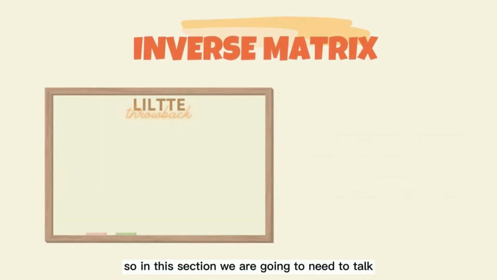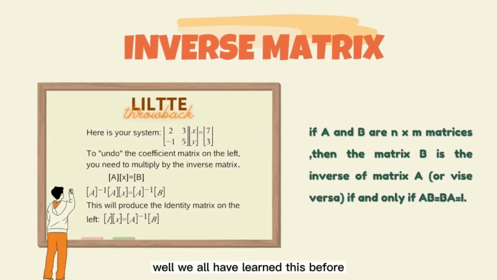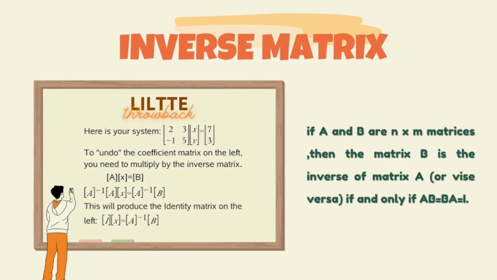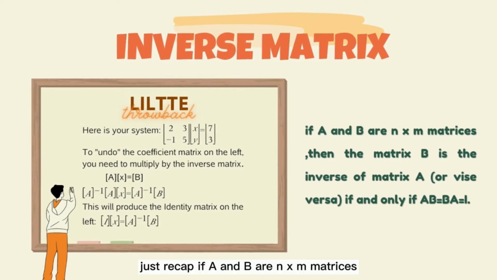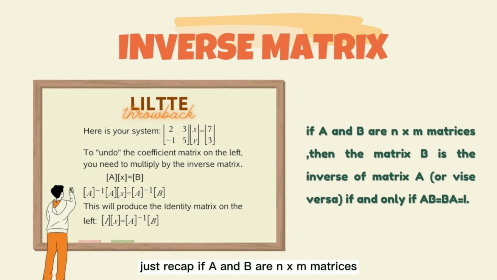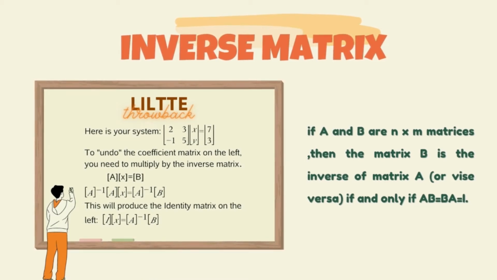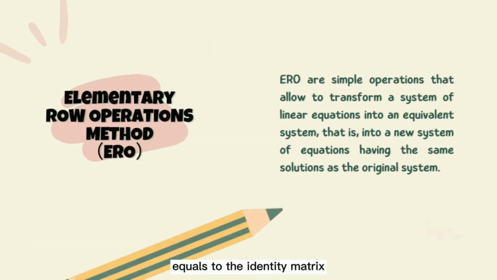So in this section, we are going to talk about the inverse matrix. We all have learned this before. Just to recap, if A and B are n times n matrices, then the matrix B is the inverse of matrix A, or vice versa, if and only if A times B equals B times A equals the identity matrix.